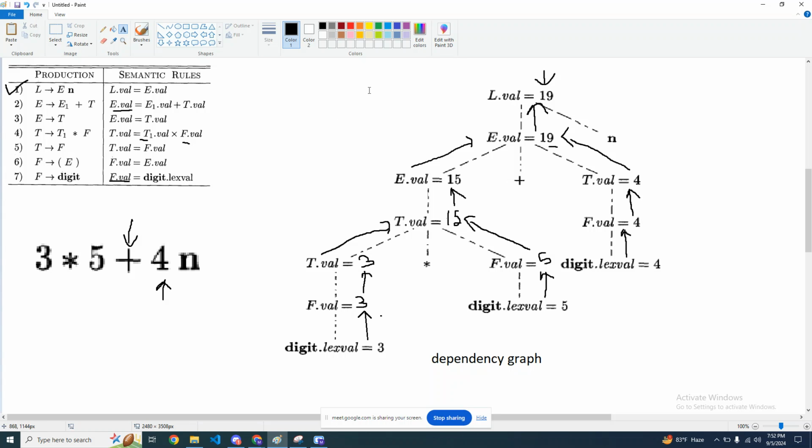But if you are asked to just draw the annotated parse tree, you will just draw the annotated parse tree. And if you are asked to evaluate, then you are going to draw the dependency graph. Is it clear to everyone? Any questions on how to draw the dependency graph? No. Okay.